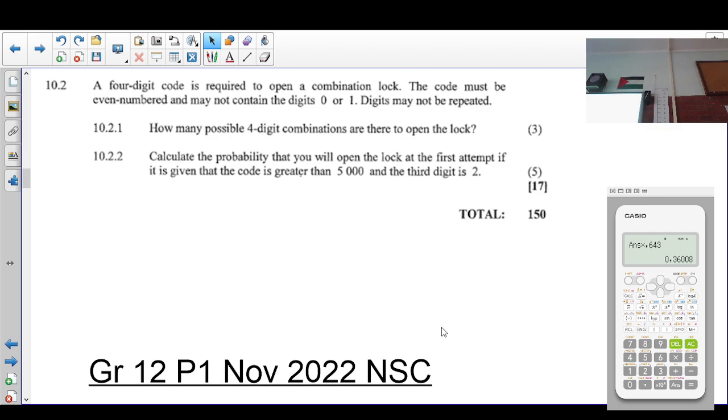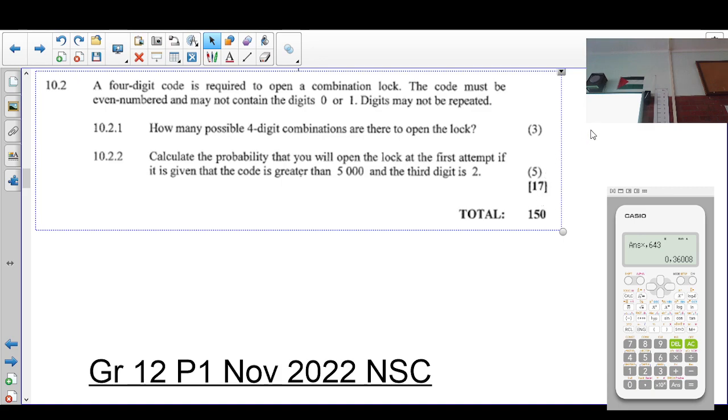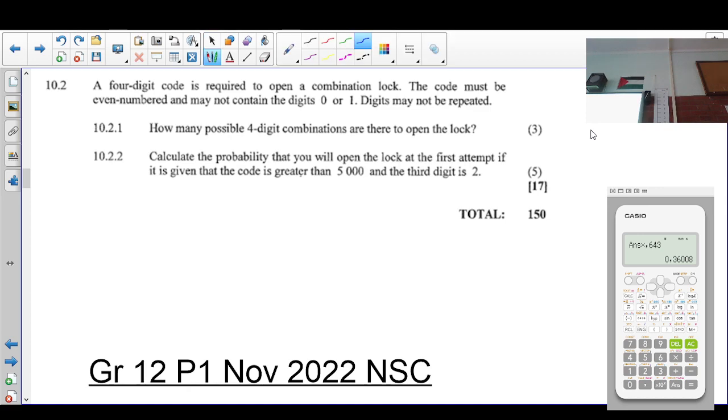Right, 10.2.1. A 4-digit code is required to open a combination lock. The code must be an even number and may not contain 0 or 1. Digits may not be repeated. So if we're excluding 0 and 1, what can it be? It can be 2, 3, 4, 5, 6, 7, 8, 9. How many digits are there? 1, 2, 3, 4, 5, 6, 7, 8. There are 8 digits to choose from.